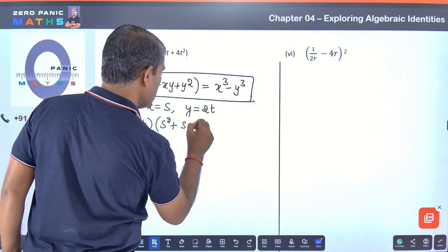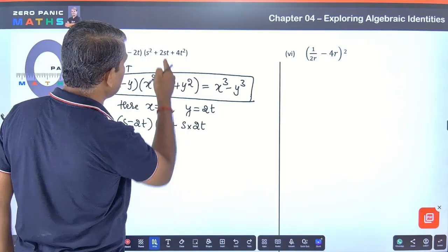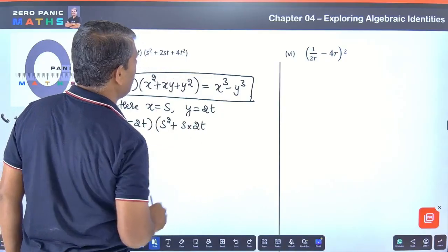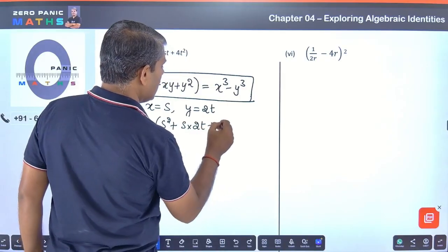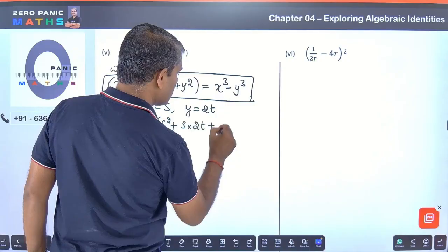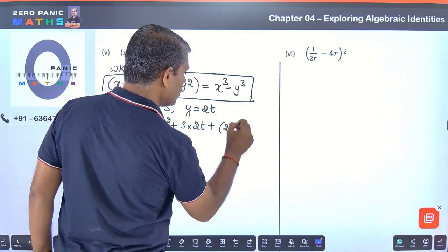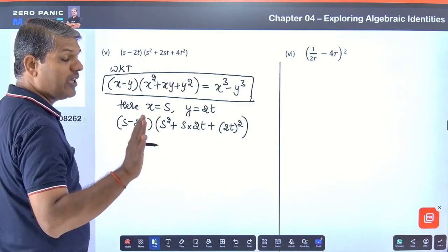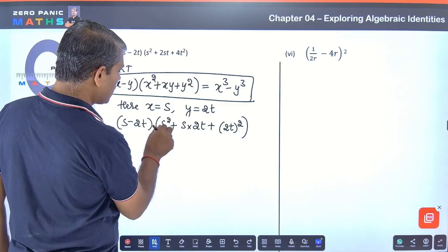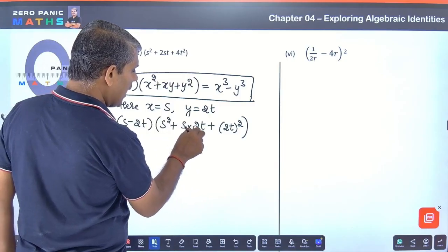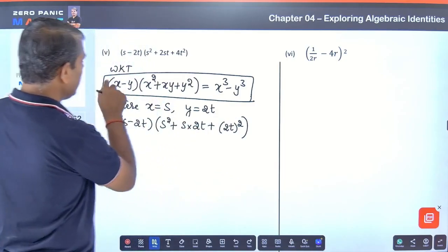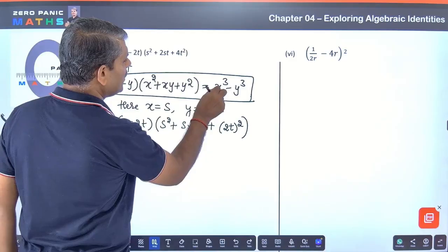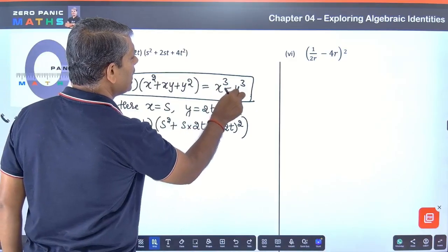Now it is looking like 2st. I have written it as s into 2t as x and y. Plus 2t is y, right? So let me write that as 2t whole square. Now it is looking like y square for you. It is x square plus xy plus y square. Now it is exactly looking like this. You can compare that. So let me just write that as x cube minus y cube.